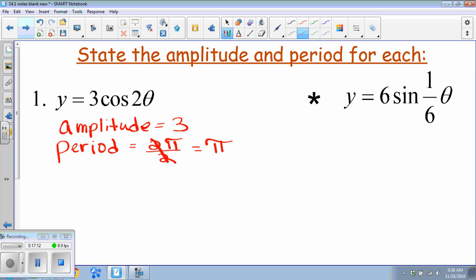What's the amplitude in this one? That means it goes as high as 6 and as low as -6. So it stretched it like this. It made it really tall. And the period, it's 2 pi divided by 1/6. So what is that actually?